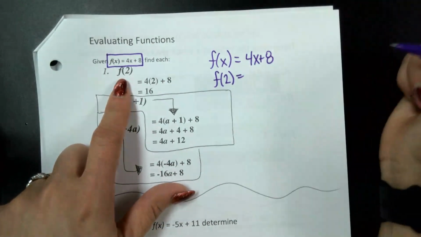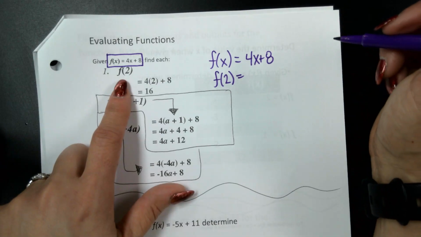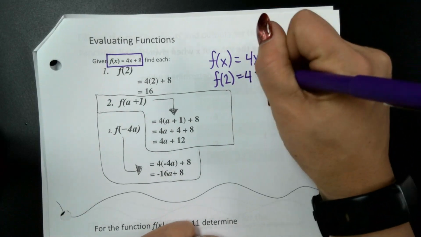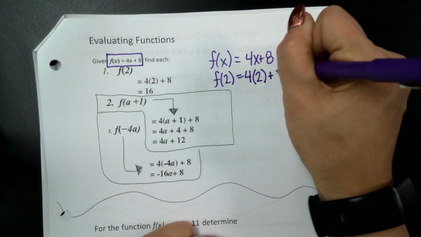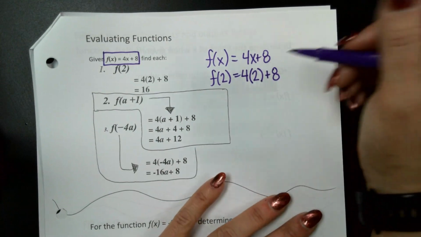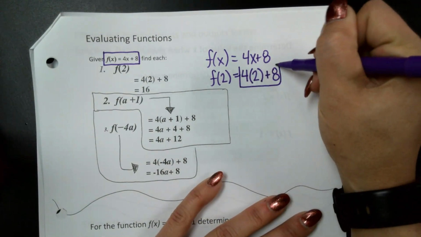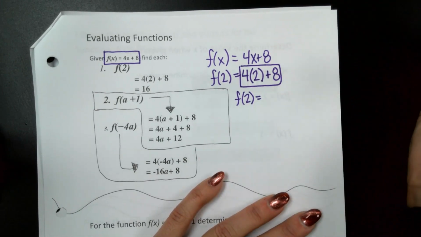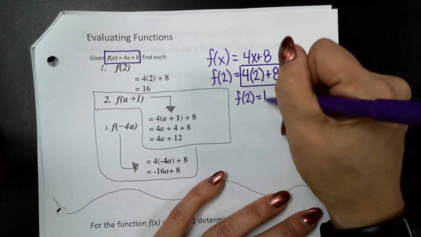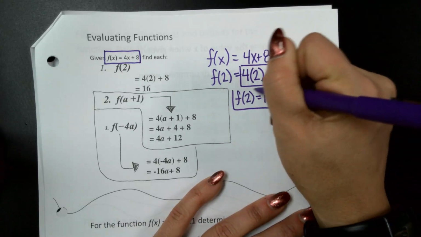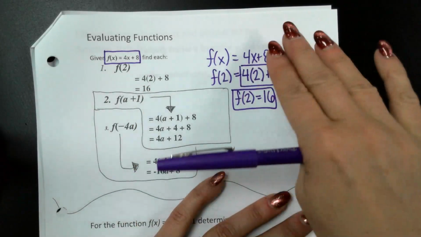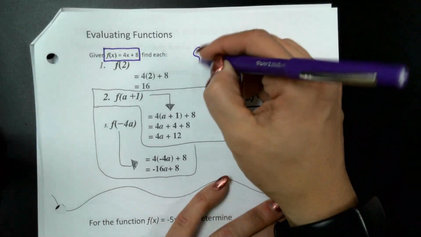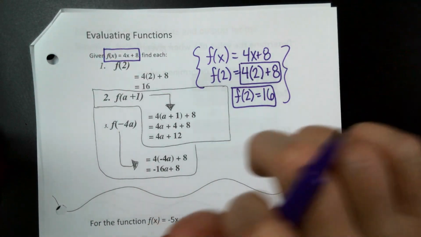So where am I going to plug that 2 in? Yep, for the x. So I would do 4, I'd plug in a 2 right here, and then I'd still have the plus 8. So then all of the math happens on the right-hand side. f of 2 stays the same, and 4 times 2 is 8, plus another 8 gives us 16. So they worked it out here. I'm just reworking it step by step so you guys can actually see what it would look like if you were doing the problem yourself.